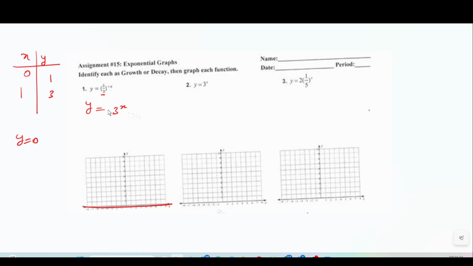So x is 0 and y is 1. So 0, 1 is this, right? When x is 1, y is 3, which is this. With these 2 points and this horizontal asymptote, the graph is going to go like this, right? Clear?